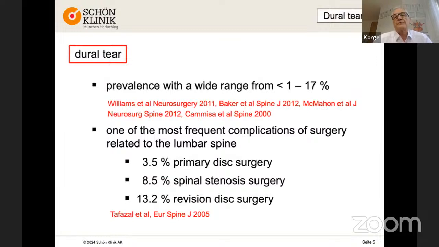Those are probably papers which are about 10, 15 years old, but it did not change. Especially, for example, if we go to the lumbar spine, even in primary disc surgery we have about 3-4% of dural tear problems. In spinal stenosis surgery, it's about 8 to 10%. And if we go then into revision surgery, whether it's a disc surgery or decompression surgery, that's going up to more than 10%.